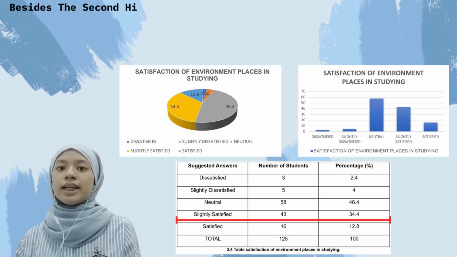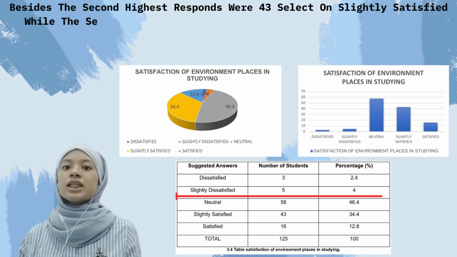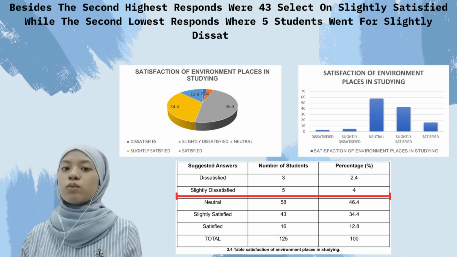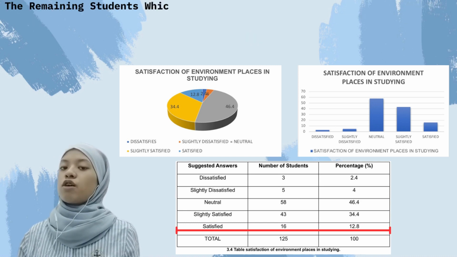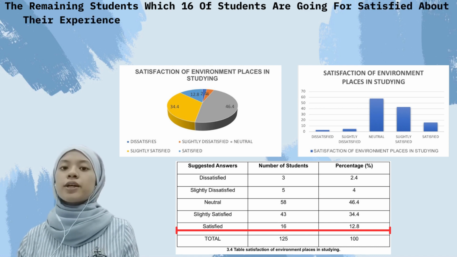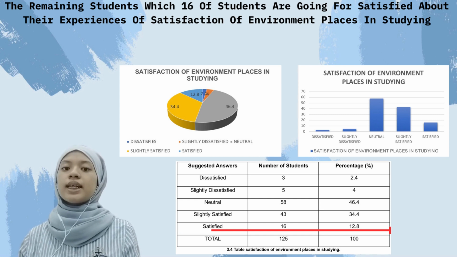Besides, the second highest response were 43 who selected slightly satisfied, while the second lowest response were 5 students who went for slightly dissatisfied. The remaining students, which is 16 students, are going for satisfied about their experiences of satisfaction environment places in studying.